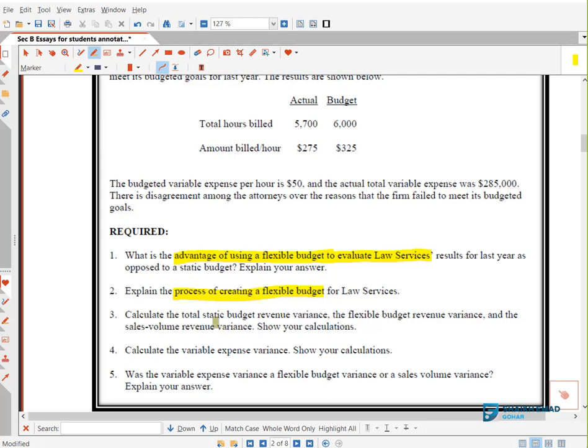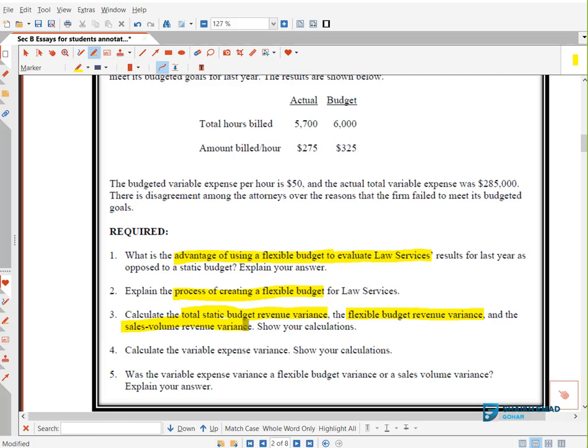Then they are saying calculate the total static budget revenue variance. Then they are saying calculate the flexible budget revenue variance and the volume variance. And you know very well how to calculate all 3 of them. Remember. Now, my friends, in question number 2, they didn't ask you to create a flexible budget. But to solve question number 3, you need to create a flexible budget. Getting the story?